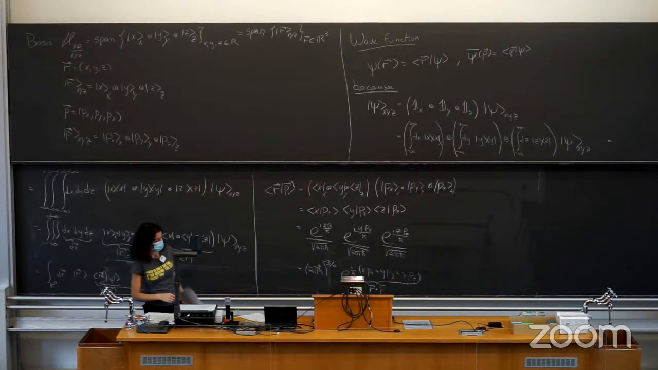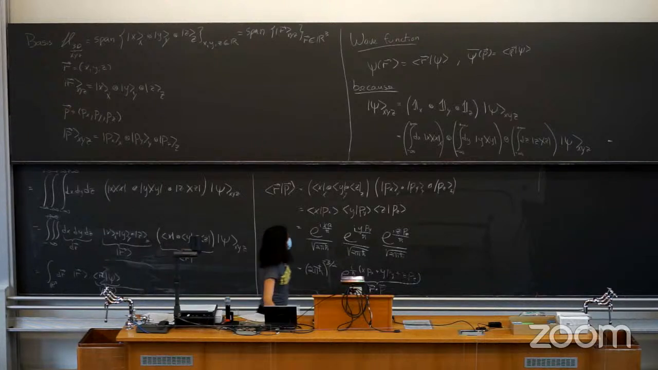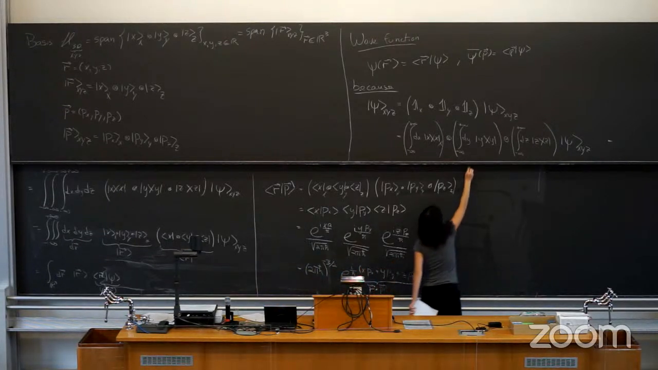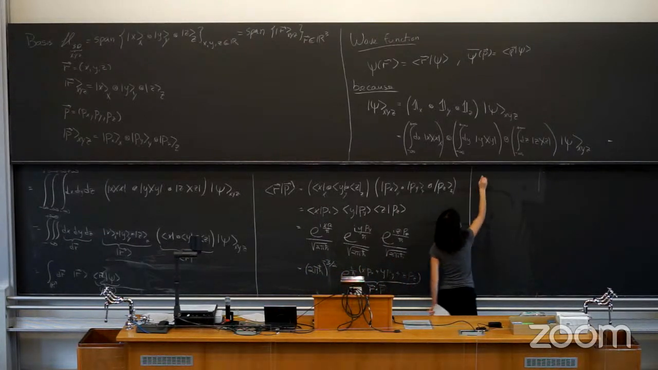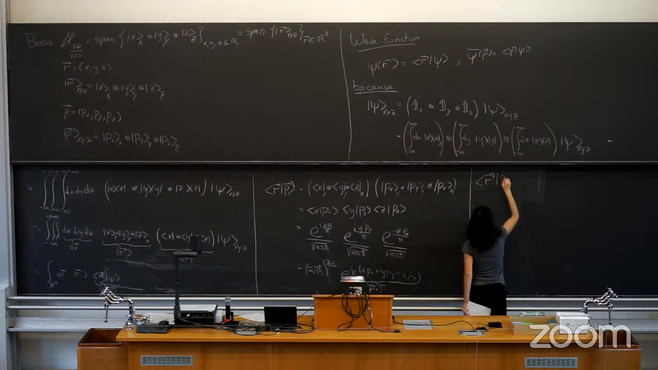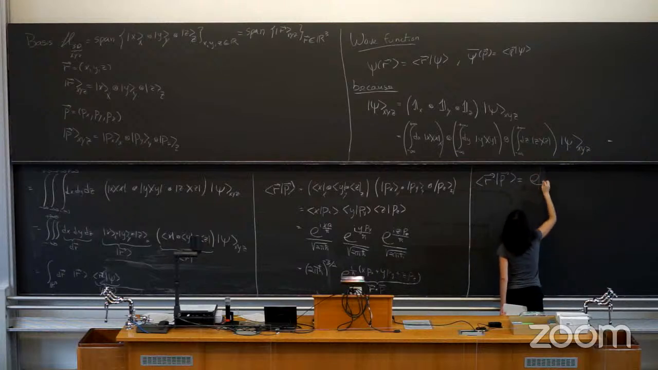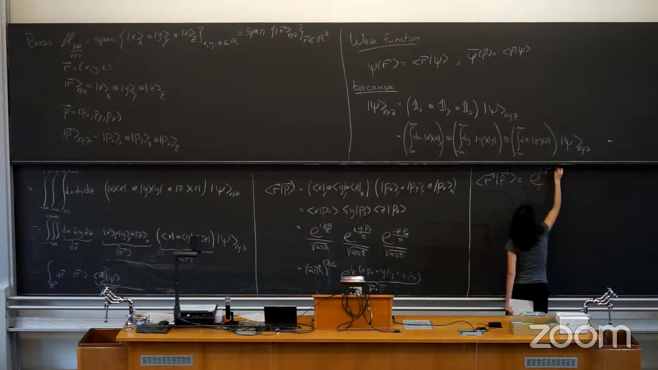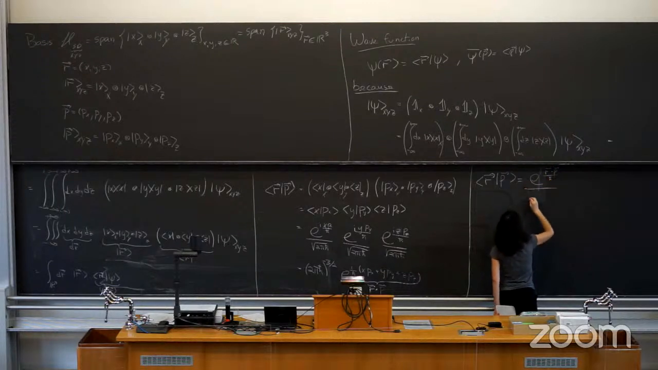Okay, so the conclusion was that this inner product between R and P is e to the i over h bar, the inner product between two vectors R and P, divided by 2 pi h bar to the 3 halves.